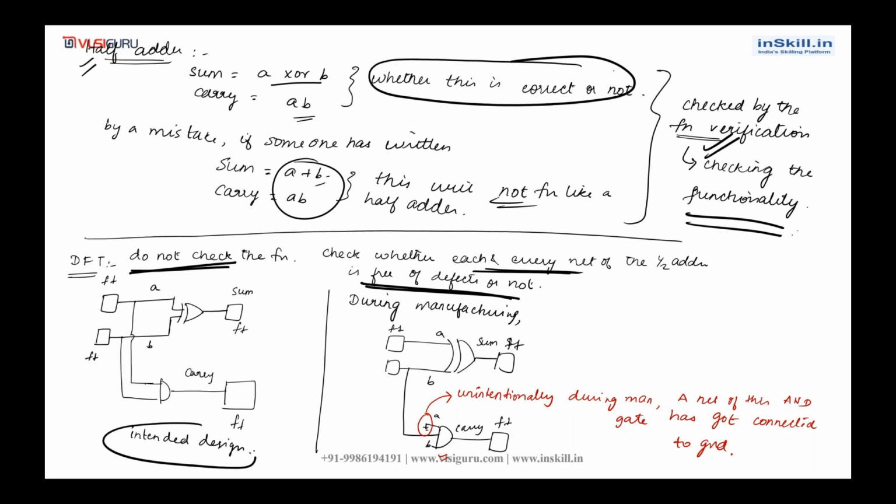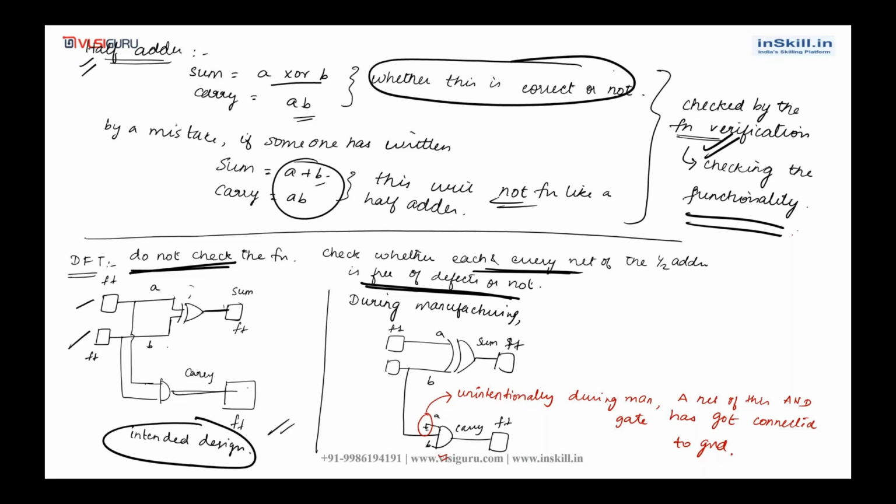So this A and B, it is actually coming from some flops. Both are XORed and that is your sum, which is going to another flop. And then A and B again, they are coming from some flop. Both are ANDed, so that carry is going to another flop. Okay, so this is your intended design.